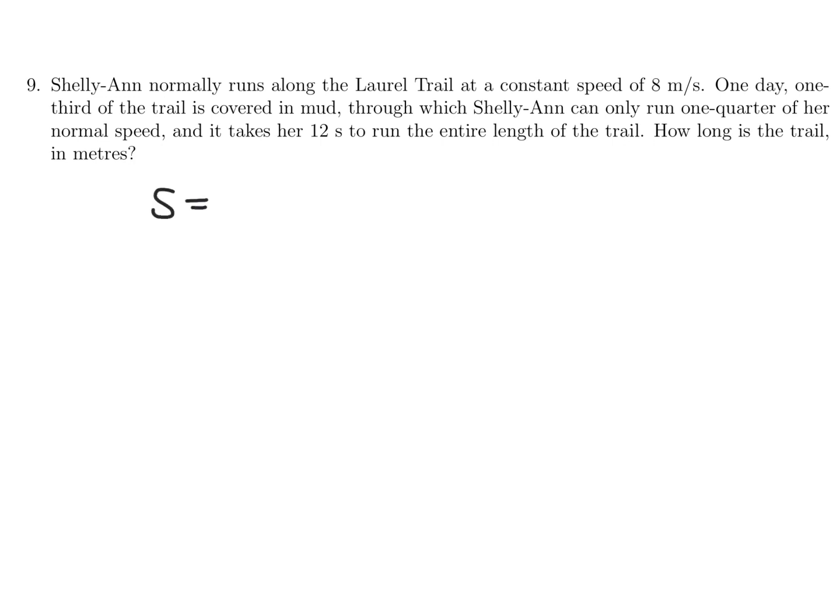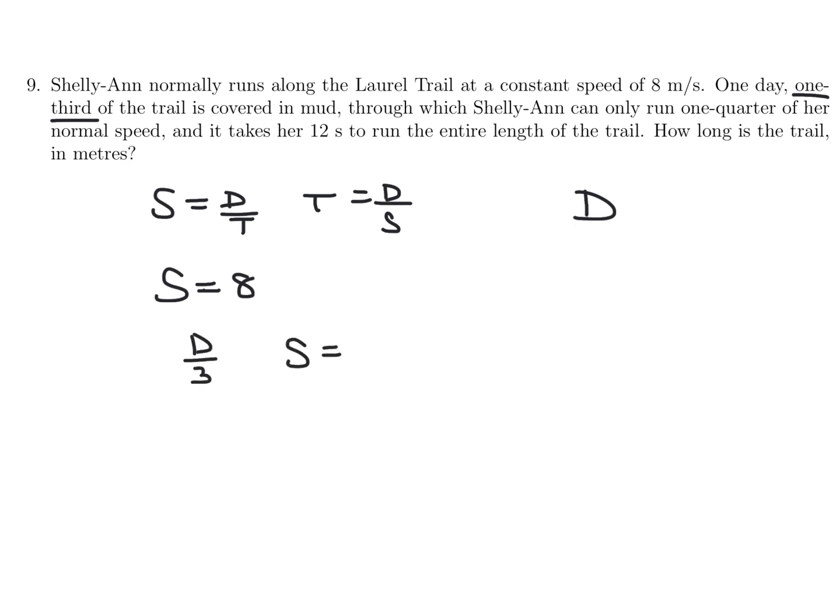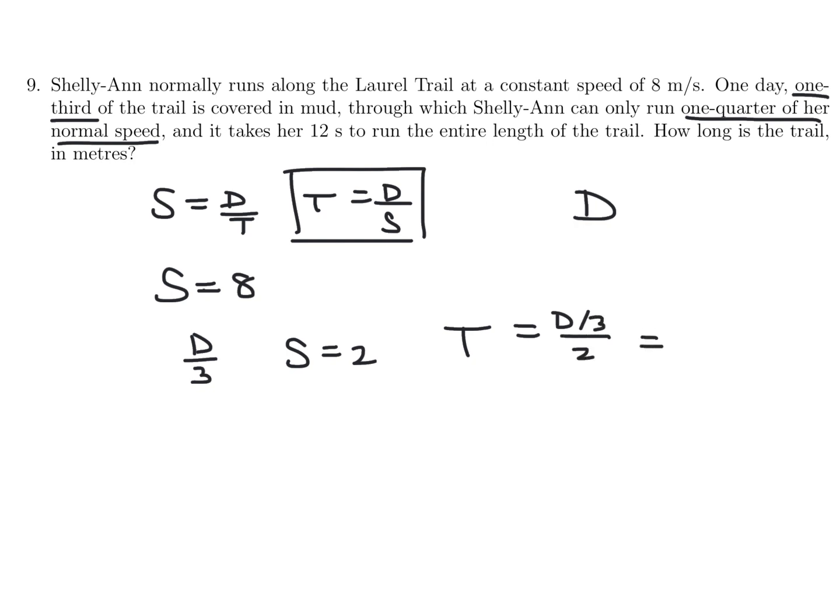Well, speed is equal to distance over time, and time is equal to distance over speed. Her speed is 8 meters per second. For the first part, 1/3 of the trail: let's say the trail has distance d. So 1/3 of that would be d over 3, and that corresponds to only a quarter of her speed. If her normal speed is 8, a quarter of that is 2. So the time, using d over s, is d over 3 over 2, and that's d over 6.